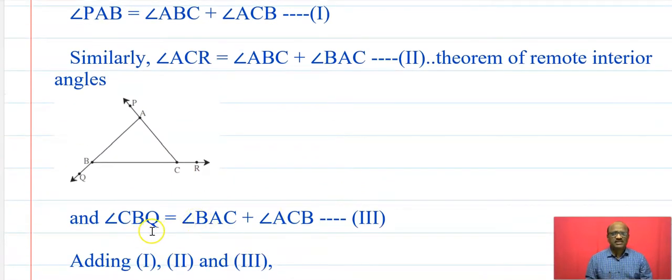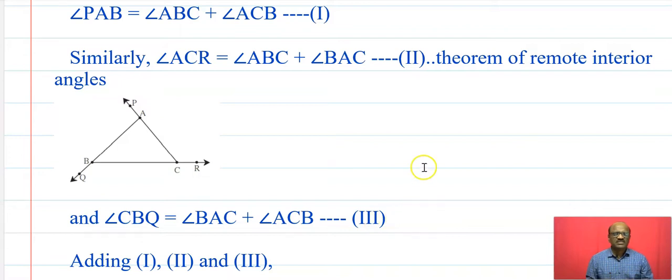The last angle is the measure of angle CBQ. It is an exterior angle. Its remote interior angles are the measure of angle BAC plus measure of angle ACB. These are its remote interior angles.